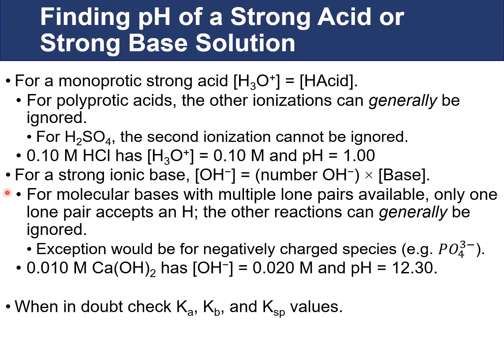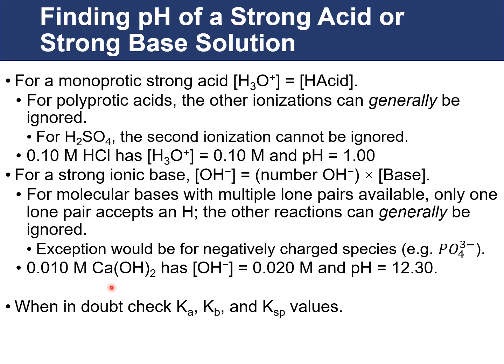For a strong base, the hydroxide ion concentration is generally equal to the number of hydroxide ions that are present in the ionic base. So like calcium hydroxide, Ca(OH)2, if it dissolves into solution, there is a question of the Ksp, but if it dissolves in solution, it's going to give up 2 hydroxide ions. So the concentration of the hydroxide ions in solution would be twice the concentration that is reported for the ionic base. For molecular bases with multiple lone pairs that are available to accept acidic protons, generally only the first pair accepts an acidic proton. The others are generally held in reserve for increasingly acidic solutions. An exception to this would be for highly negatively charged species like the PO4³⁻.